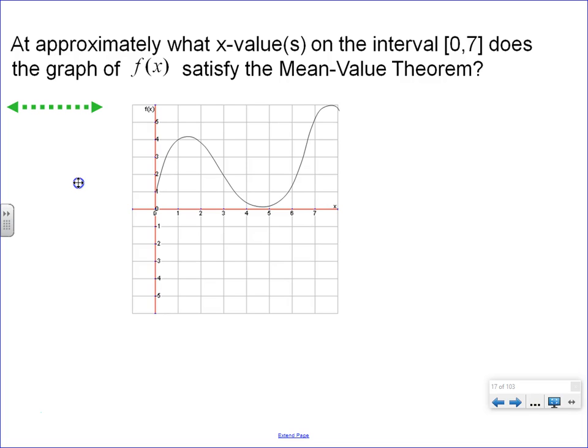Now, it just got a little more specific. Same idea. They got a little more specific. Question. They tell us use this function on the interval 0 to 7 and figure out about where the mean value theorem works. Find the C's again.